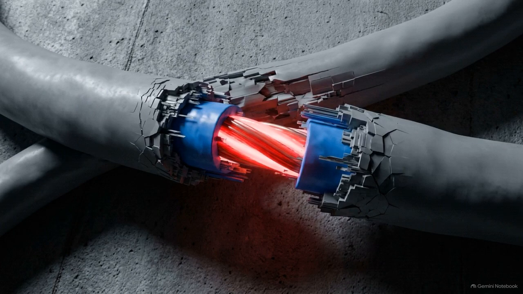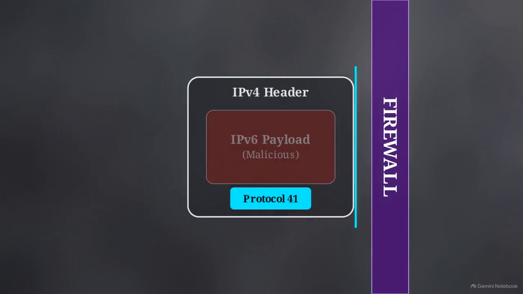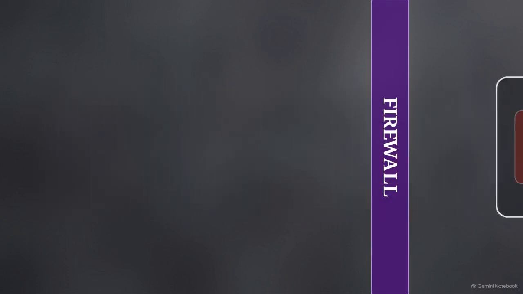This illustrates 6 and 4 tunneling. Watch how the malicious IPv6 packet is completely enclosed inside a standard IPv4 shell. This outer shell receives a tag reading Protocol 41. The firewall inspects only this outer shell, reads Protocol 41 as valid, and waves the traffic through.